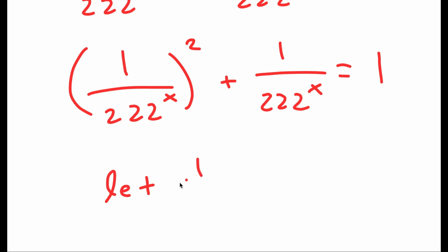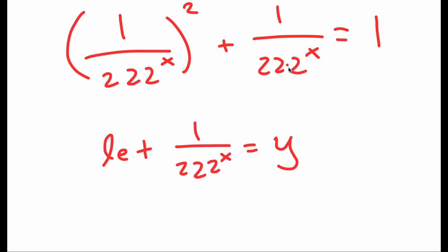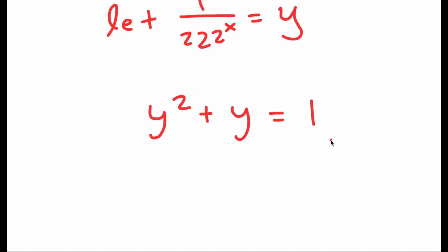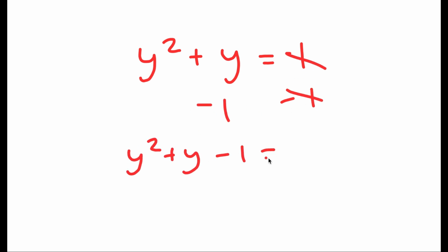Now I'm going to let 1 over 222 to the power of x equal to the variable y. So if I substitute in y, I get y squared plus y is equal to 1. And to solve this quadratic equation, I can use the quadratic formula. And before that, I'm going to subtract 1 on both sides. So I have y squared plus y minus 1 is equal to 0.